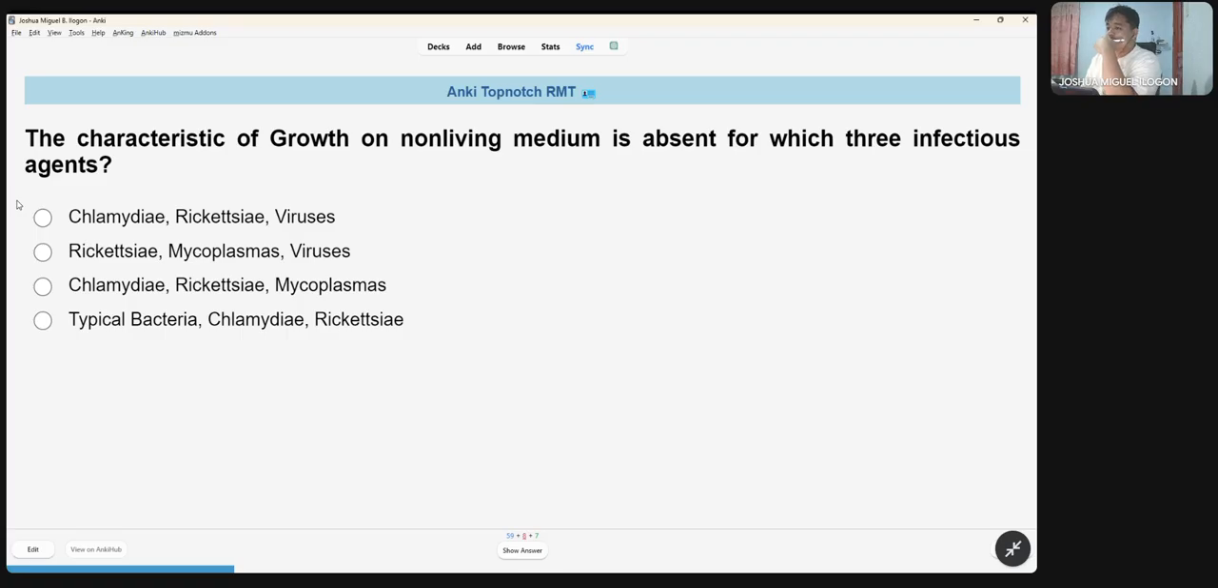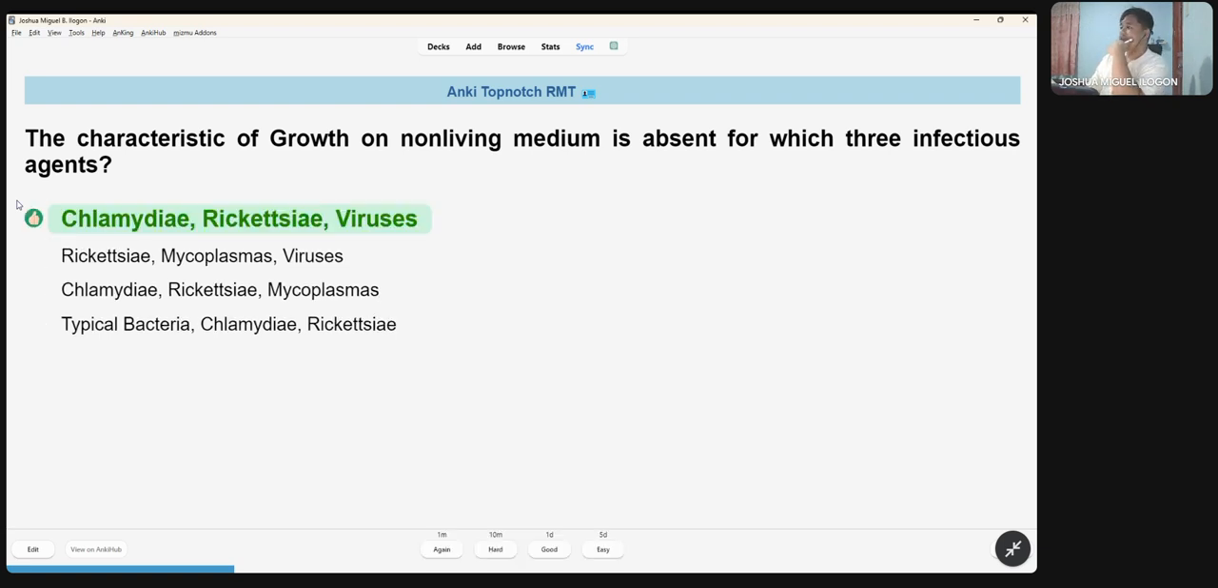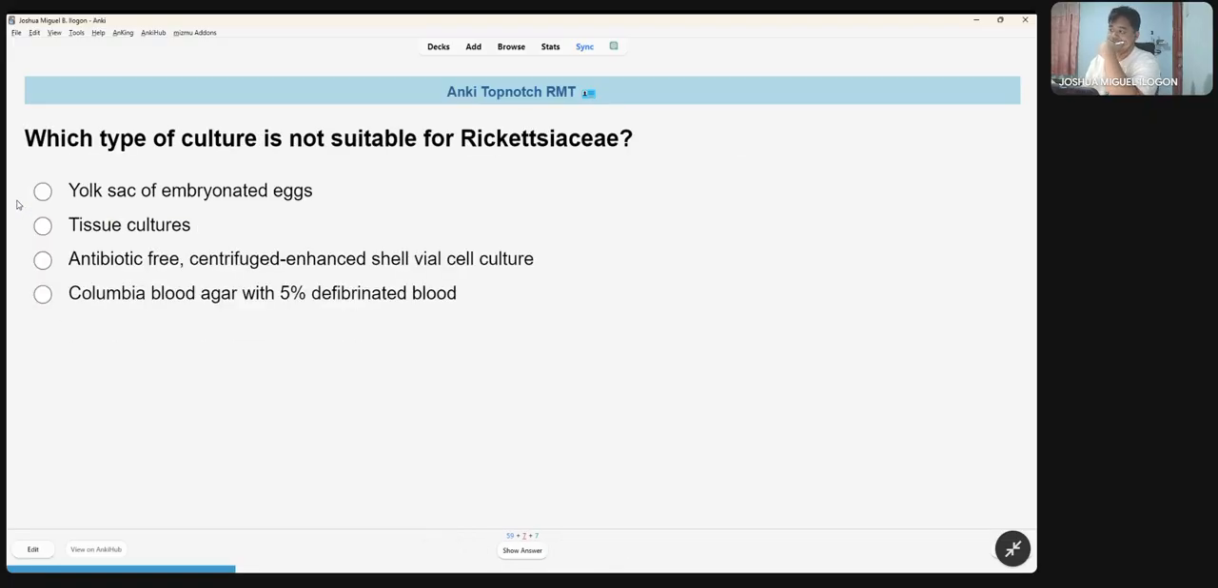Growth on non-living medium is absent from which three infectious agents? That's your chlamydia, rickettsiae, and viruses. Mycoplasma can live on it. Which type of culture? Columbia blood agar, 5% defibrinated blood. Alright, rickettsiae.